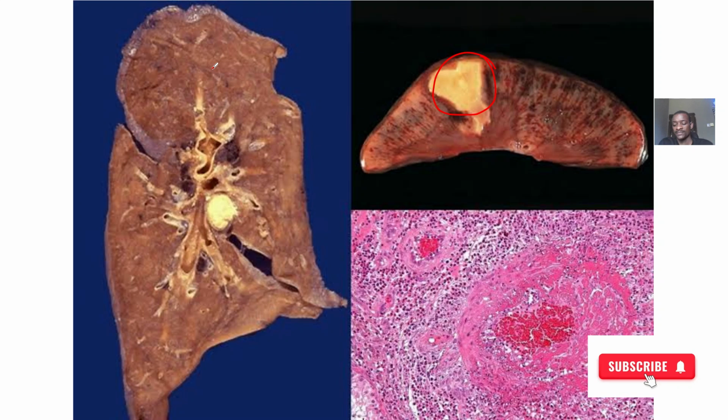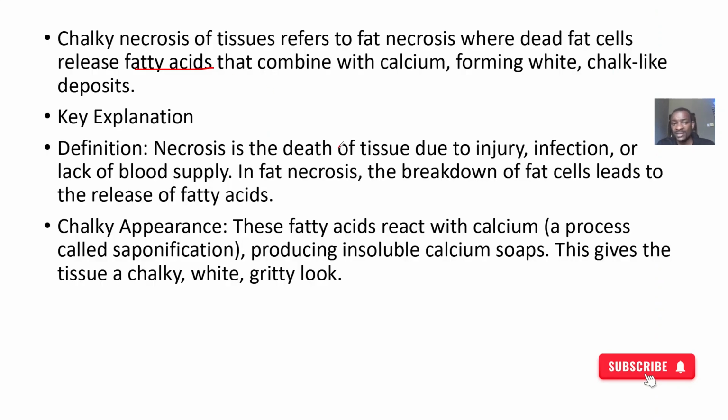Do you understand? So the definition is a necrosis of tissues due to injury, infection, or lack of blood supply. So usually it's due to fat necrosis. So fat cell death will now lead to what? Release of fatty acid combined with calcium to give you the chalky appearance.